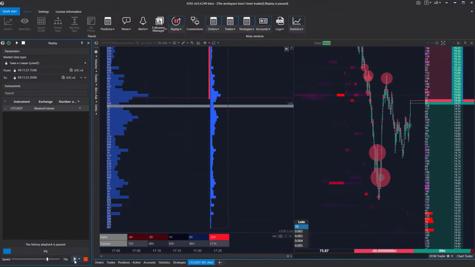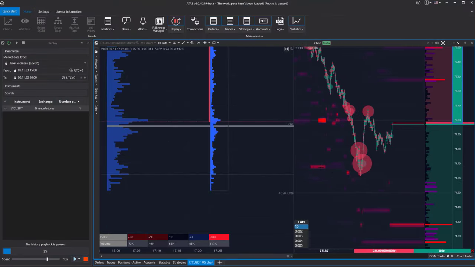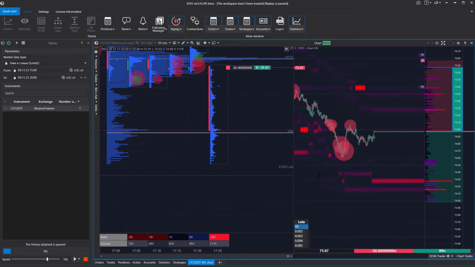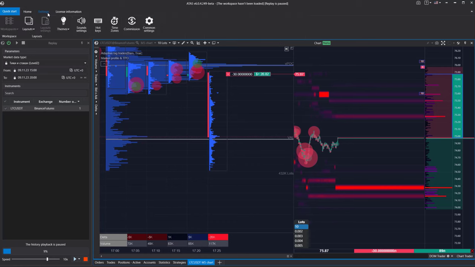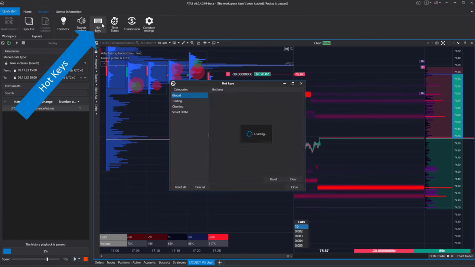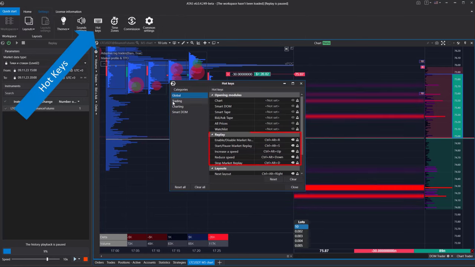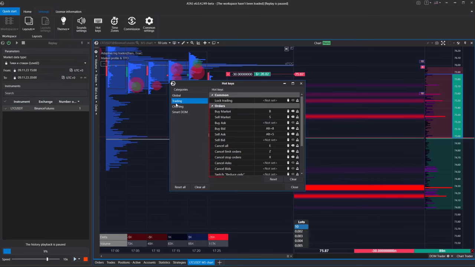We hope you found the Market Replay Simulator interesting, as it's a tool you should definitely use for self-training in trading on futures, cryptocurrency, and stock markets. Before you start your training, here's a useful tip. Click this button on the settings panel and set up hotkeys for replay to adjust speed, play and pause, as well as for making trading operations.